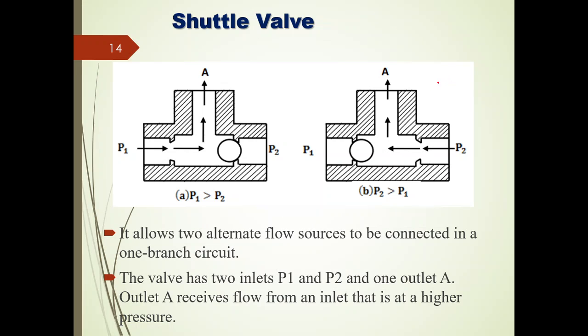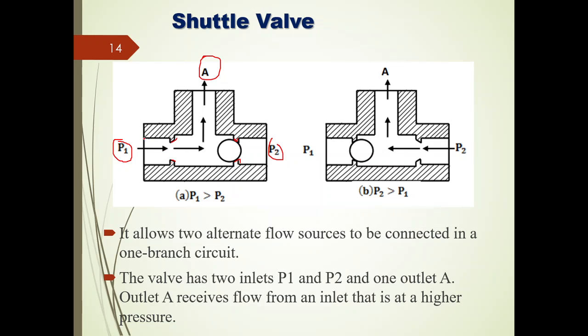The next type of valve is the shuttle valve. In this shuttle valve we have two inputs and one output. It consists of one valve element which will be moving between the two locking agents. These are called the seaters. In between these two seaters only the ball will be moving.